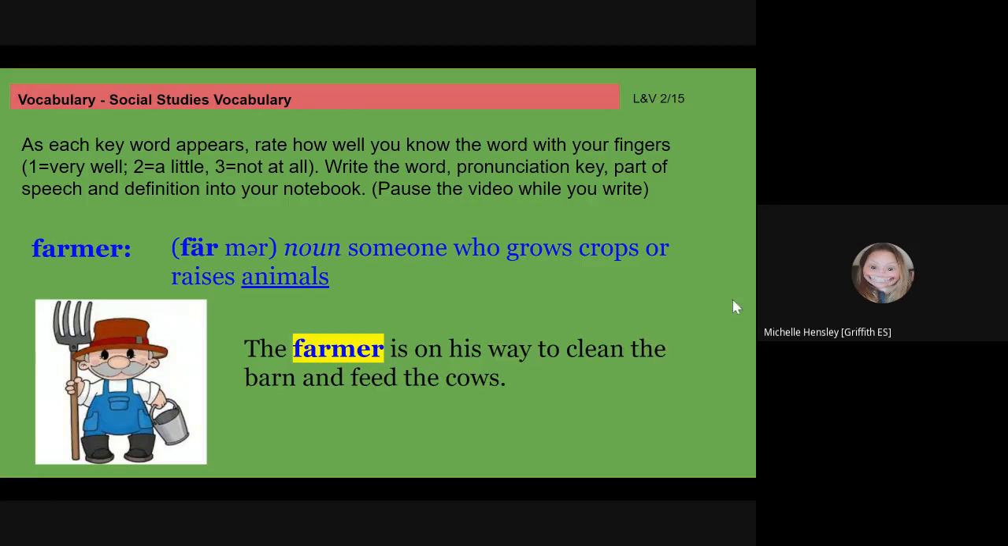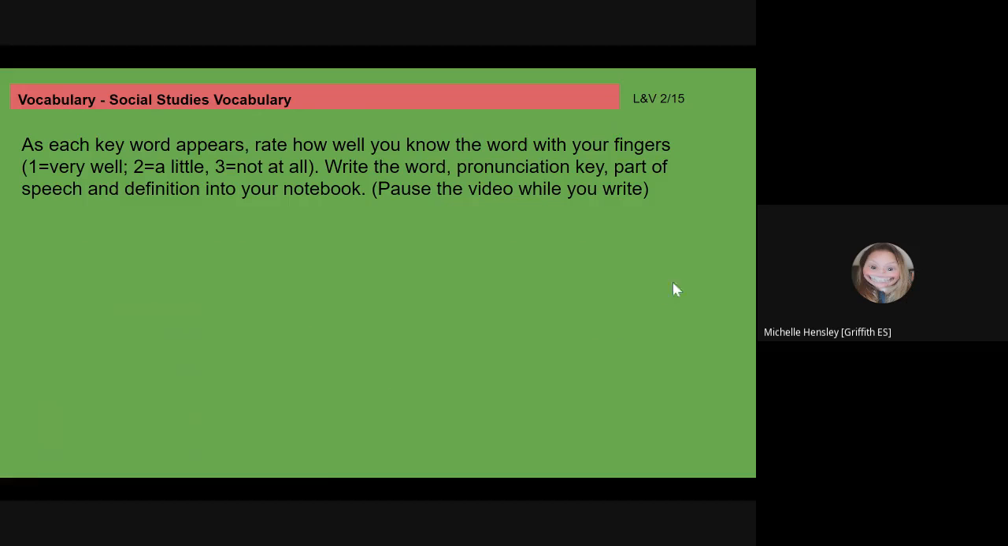So the farmer is on his way to clean the barn and feed the cows, right? Farmer. If you need more time for farmer, go ahead and pause the video here. All right, we're moving on. Our next word is field. I know it's probably been a long time since you guys have seen a field. It's been entirely too long since we've been at the school to see our field. How well do you know the word field? Is that a 1, 2, or 3 from you on the word field?